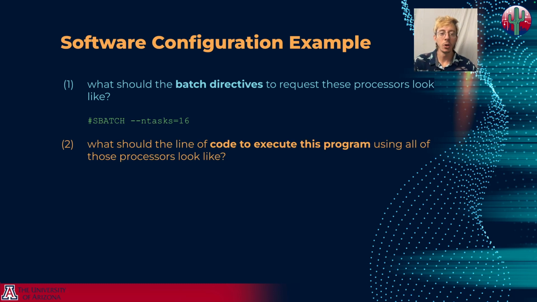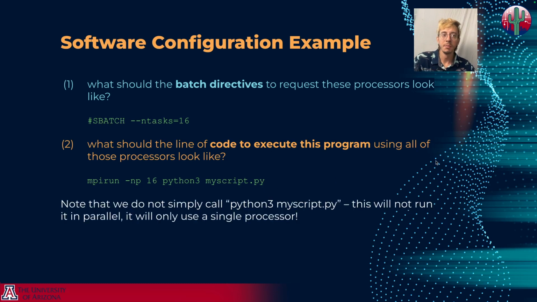And what should the line of code to execute this program using all of those processors be? Well, we're going to need to invoke something called MPI. mpirun is the command that will provide 16 processors to Python. Note that we don't simply call python3 myscript.py. This will not run it in parallel. It will only use a single processor. So in order to actually run it in parallel, we'll need to use mpirun. This is an important aspect of the code configuration that needs to go into the batch script.